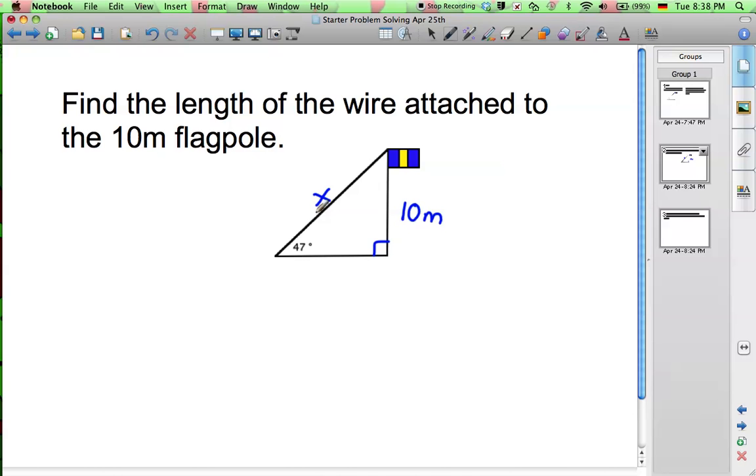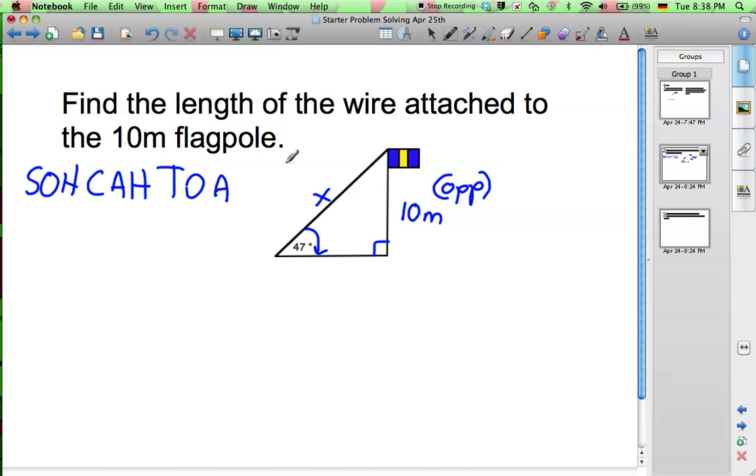So once we got the triangle set up, we can figure out which of our trigonometric ratio we're going to use. So let's take a look at our acronym SOHCAHTOA. That tells us which one to use. So in this diagram over here, 10 is opposite the 47-degree angle, so we can call that opposite. And X is across from the right angle, so we can call that the hypotenuse.